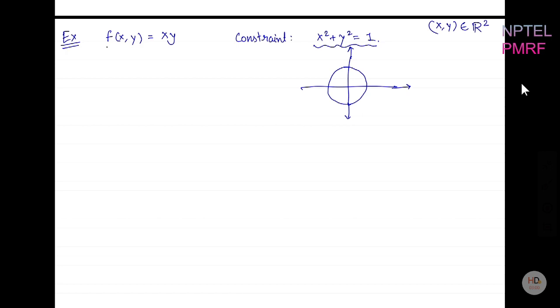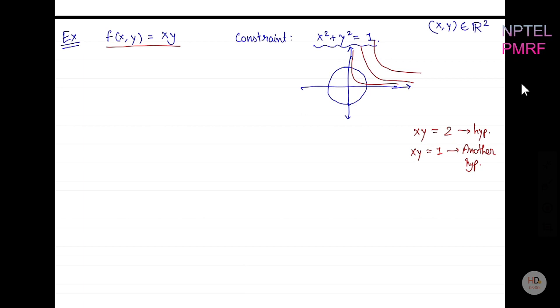And what is this function f(x, y)? That is xy. So what we can do is draw contours of f, the curves along which the value of xy does not change. So what are those curves? For example, xy = 2 defines a hyperbola, right? Then xy = 1 is again another hyperbola. So xy = 2 would be something like this. xy = 3 would be something like this. xy = 1 would be something like this.